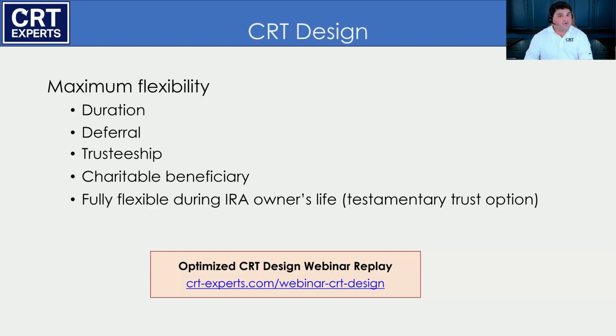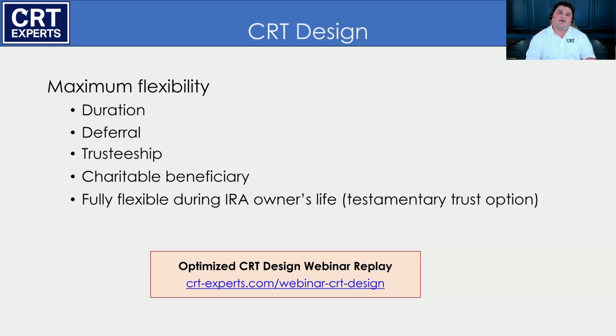And this is different with a stretch replacement CRT. By definition, our donor is deceased. So the income beneficiaries are in some cases spouses and children and grandchildren. Particularly when it comes to the children and grandchildren, the IRA owner may not want to give them all of the flexibility that he or she may have given themselves.